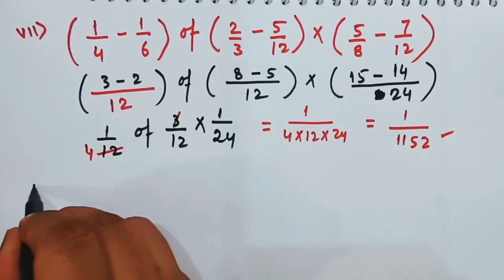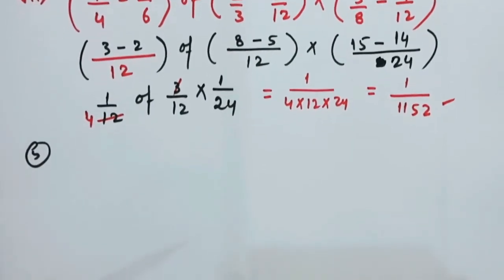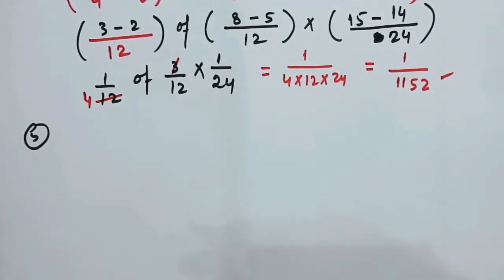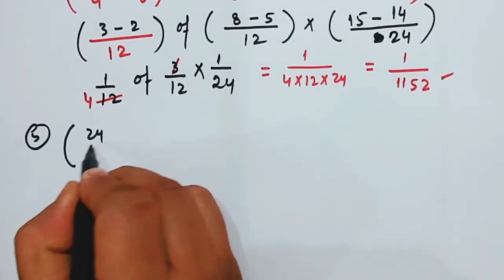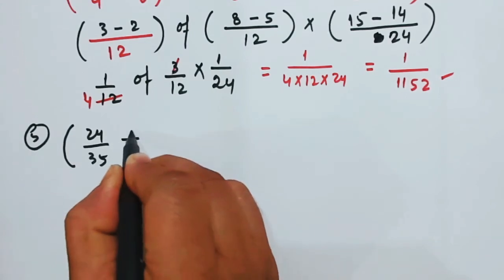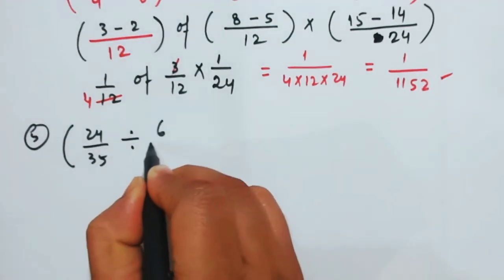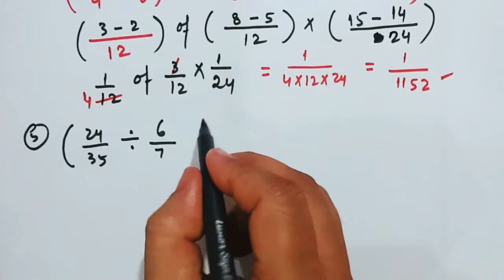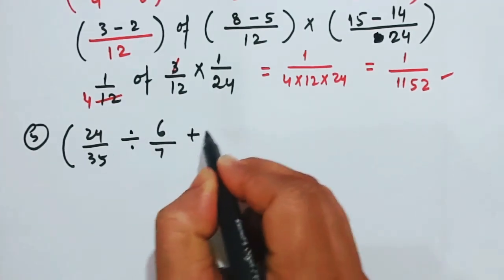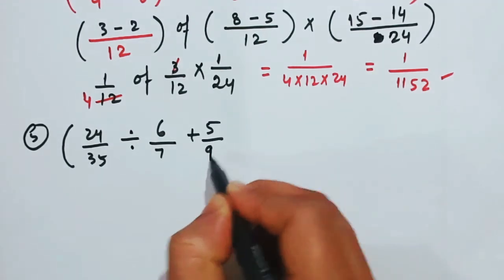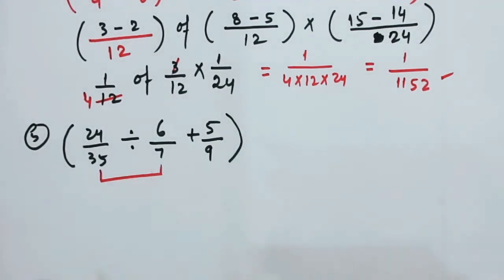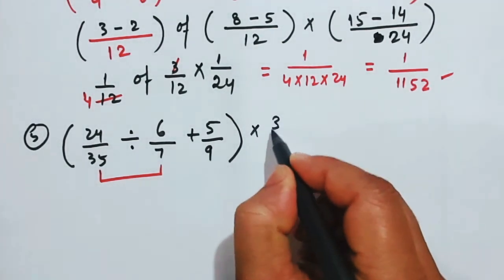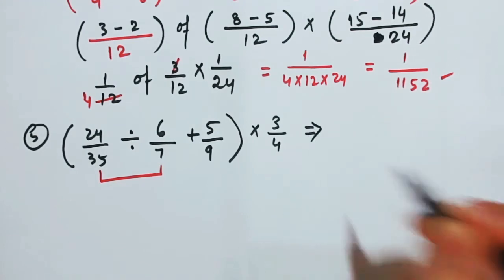1 by 1152. Number 5. In number 5 we have simplification. Of course we are only solving simplification, and here they will just increase the level, like 24 by 35 divided by, see, this is quite important because in the bracket itself they have given you this division and addition. According to the rule of BODMAS, you will have to solve this particular portion first. Otherwise you will be in trouble.